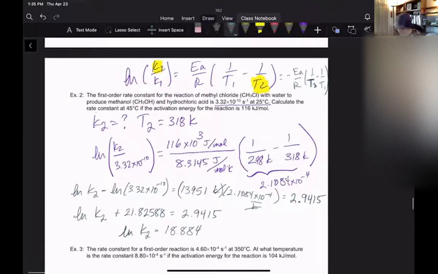All right, are you with me? We've got to take the exponent of that. What is negative? All right, and this equals K2, and that is a first order reaction. So those units are going to be seconds to the -1.